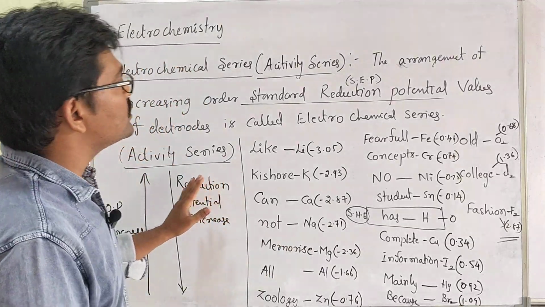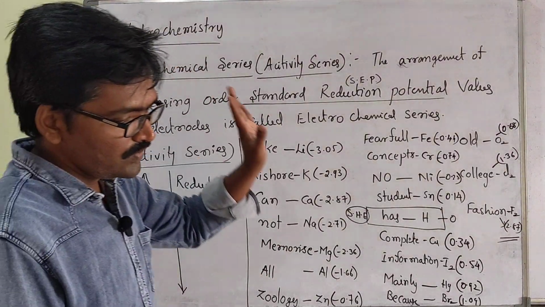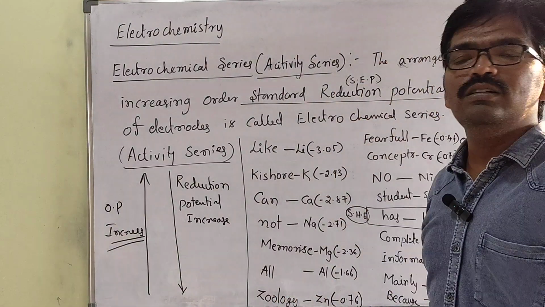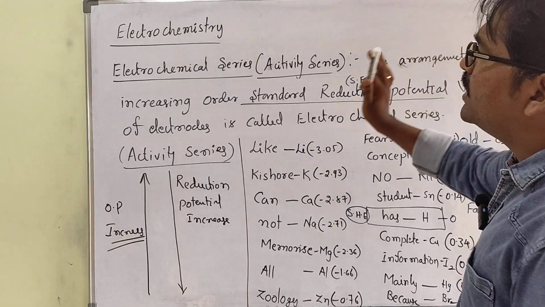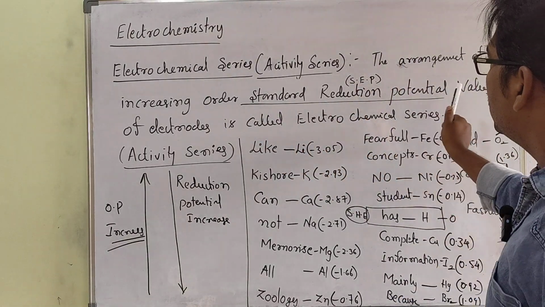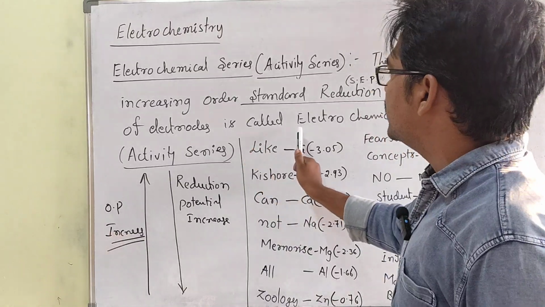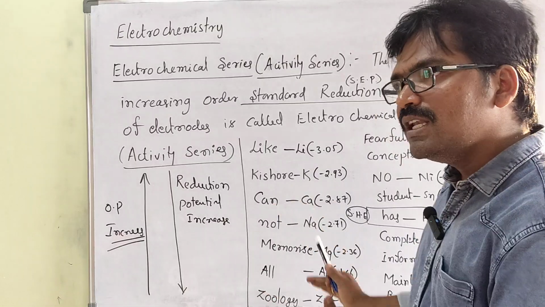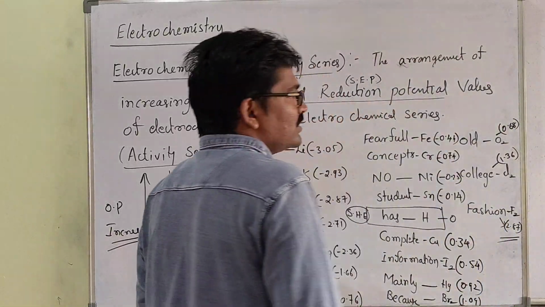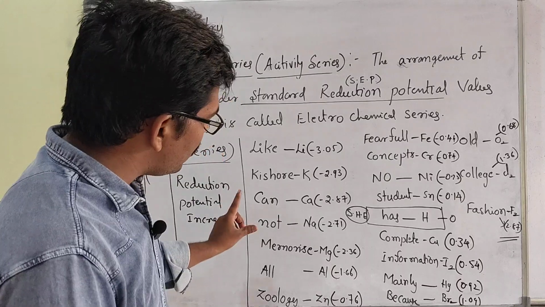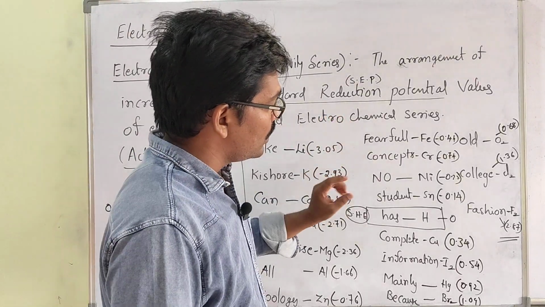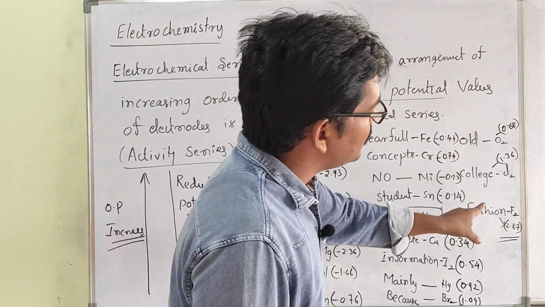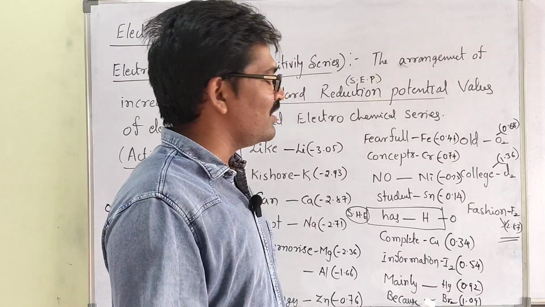What are the uses of the electrochemical series that we have to discuss? First of all, what is the electrochemical series? That is the definition we have learned. The arrangement of standard reduction potential values of electrodes in increasing order is called the electrochemical series, or activity series. And the code we have discussed, which helps since no student can memorize all these concepts. Clear, all of you? Right.